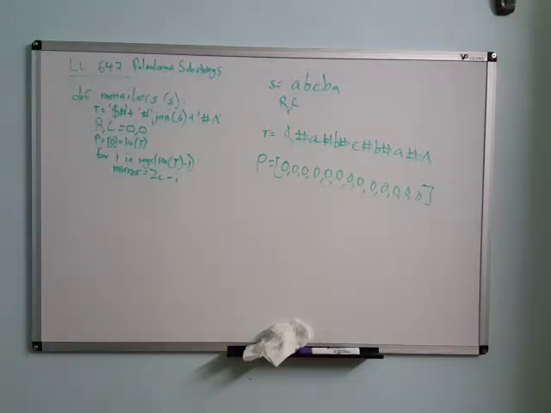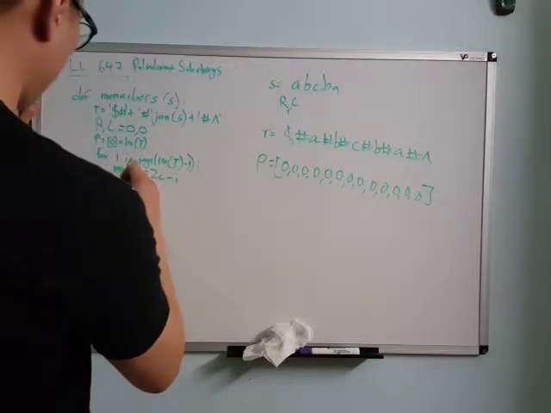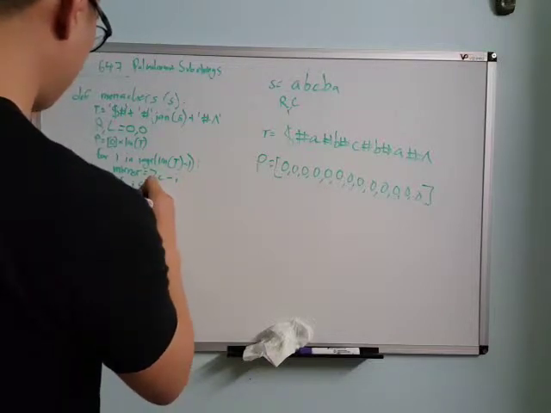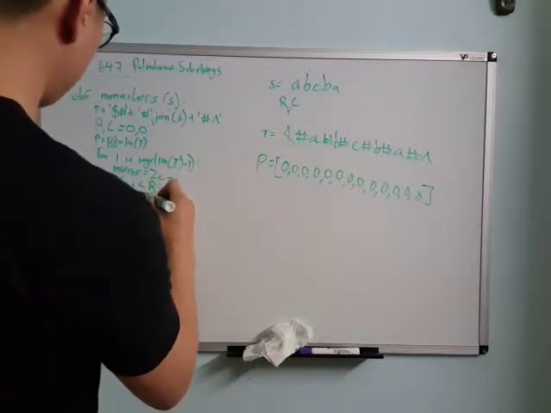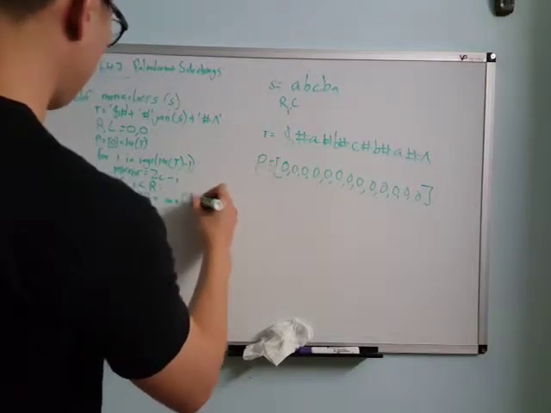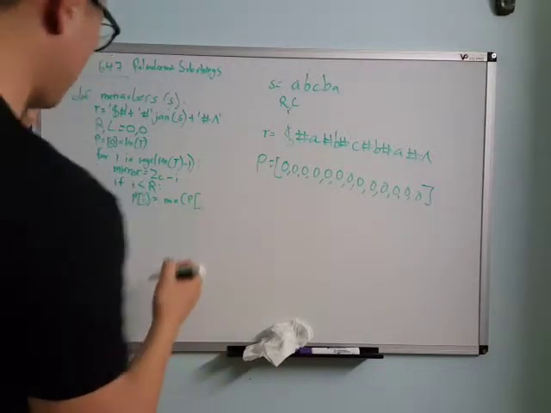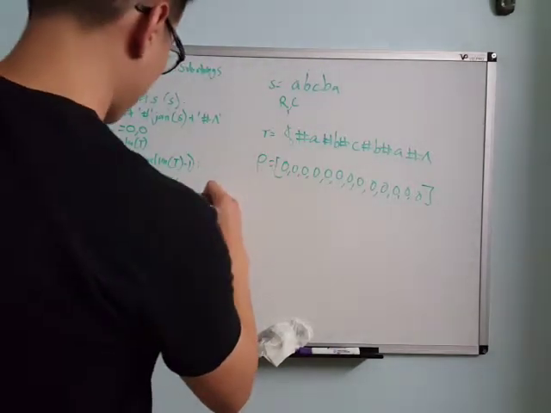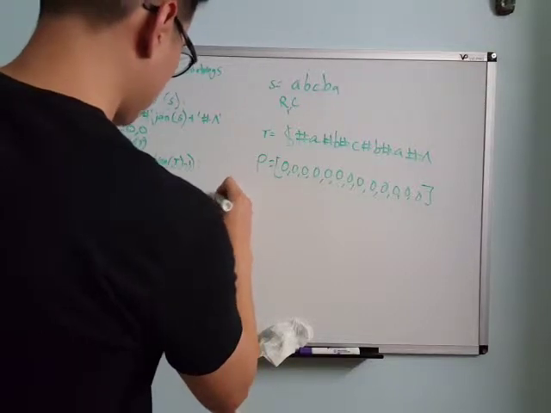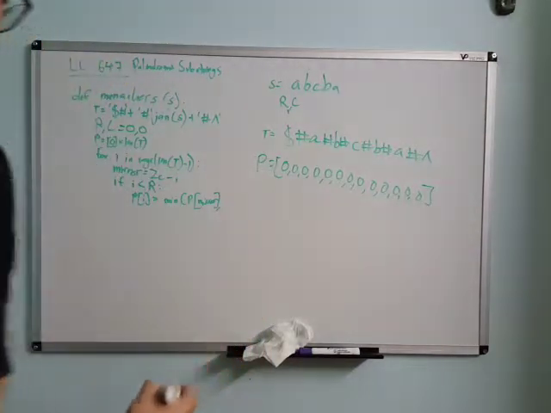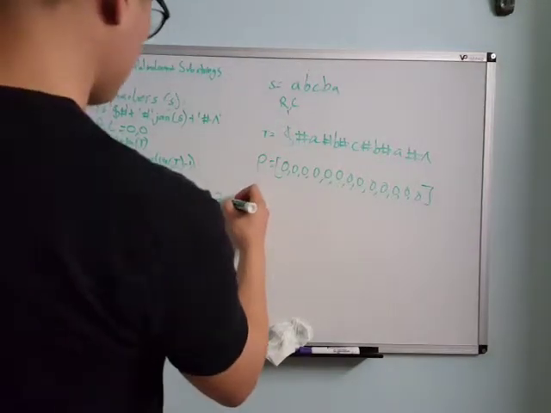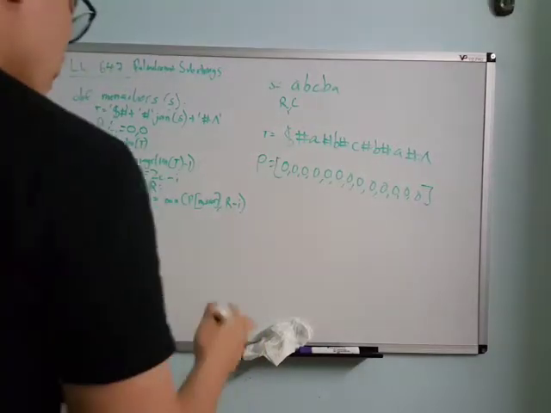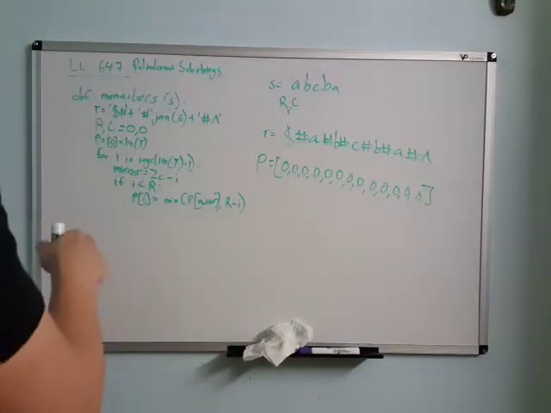2c minus I? Yeah, and then we'll do if I is less than r, which is the right border, then they said p of I is equal to the min of p at, because it's 2 times the center minus I. I guess, yeah, that does make sense. P of mirror and it's r minus I.